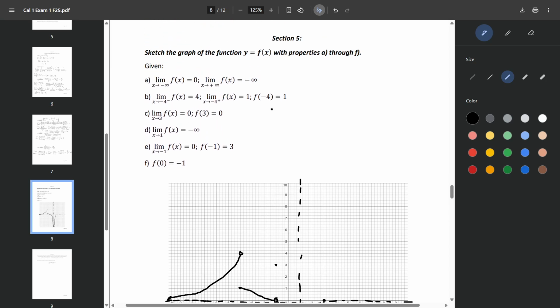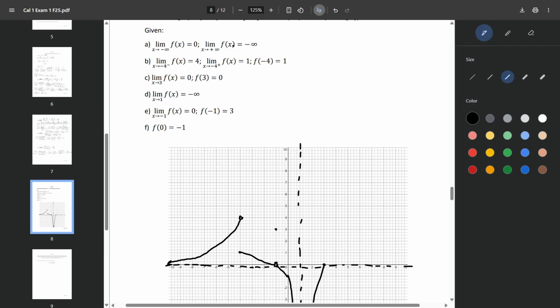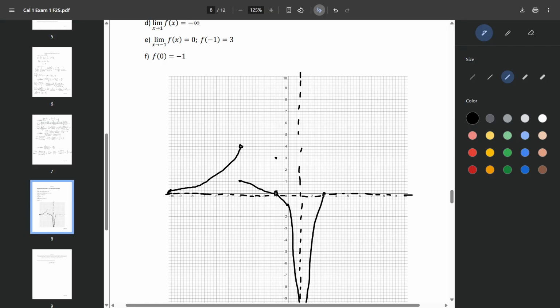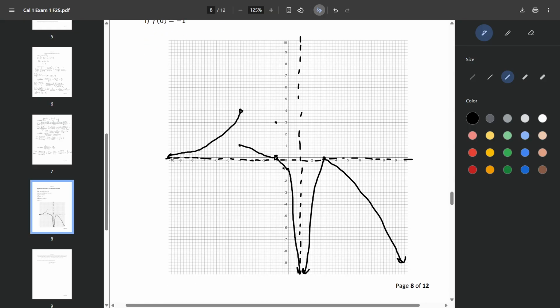And because of that, now we know our final part, which is that the limit of x approaching infinity of f of x equals negative infinity. So now we can plug in our last value and show that as x goes to infinity, y goes to negative infinity. And now we have our graph for section 5.